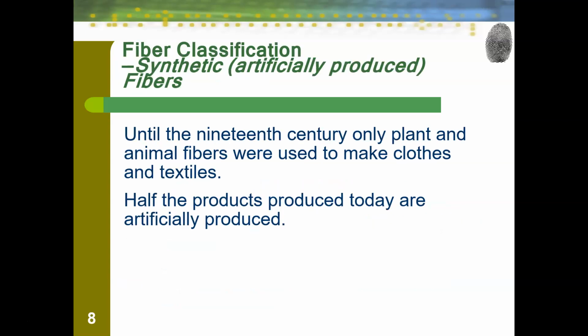Now, our other type of fibers are synthetic fibers, and these are artificially produced fibers. So until the 19th century, we only could use plant and animal fibers to make clothes and textiles. Now, half the products produced today are artificially produced. And almost all the clothes that you get from Amazon or Shein or any of those fast fashion kind of things are almost all synthetic fibers.